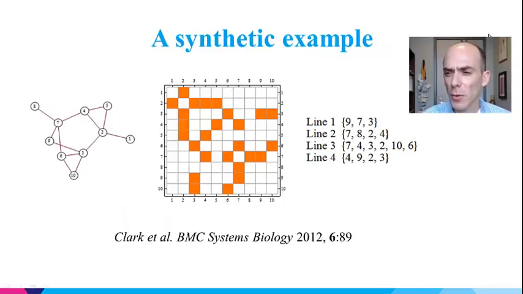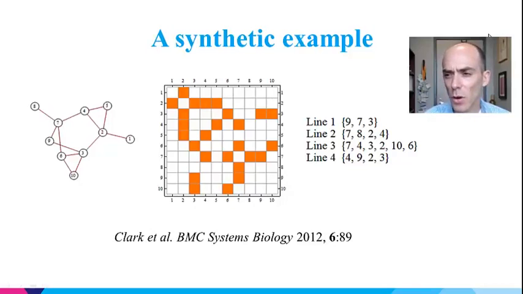So we will first demonstrate how we can infer a network from partial information, and we show that this is possible on a synthetic network. On the left, we have a randomly connected network made of 10 nodes. Our goal is to infer the network given partial data. And in the center, we have an adjacency matrix representation of the same network. The rows and columns are the nodes, and there is an orange square if the nodes are connected.